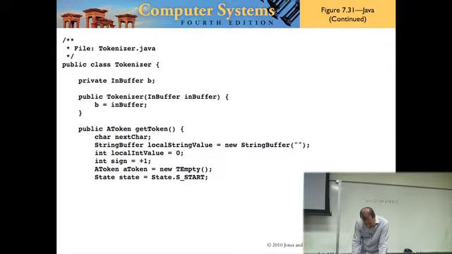Let's do get token here. On this figure, the very first thing it does, look right there, it says state gets S start. Okay. So each time you call that tokenizer for the next token, that's where it gets reset to S start.